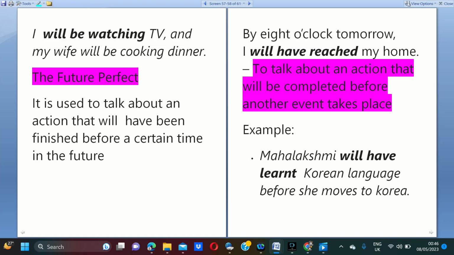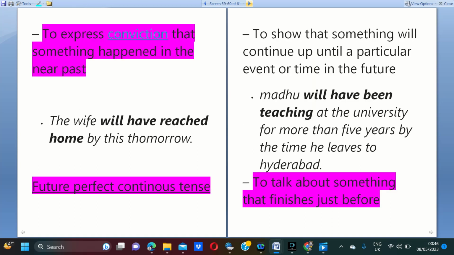This will have been finished earlier. Then she moves to Korea. This action, she moves to Korea, happens later. First, which action happens? She will have learned. When she learns, she will go to Korea. Here, based on this rationale, which is the earlier action? Will have learned is the earlier action. She moves to Korea is the later action.